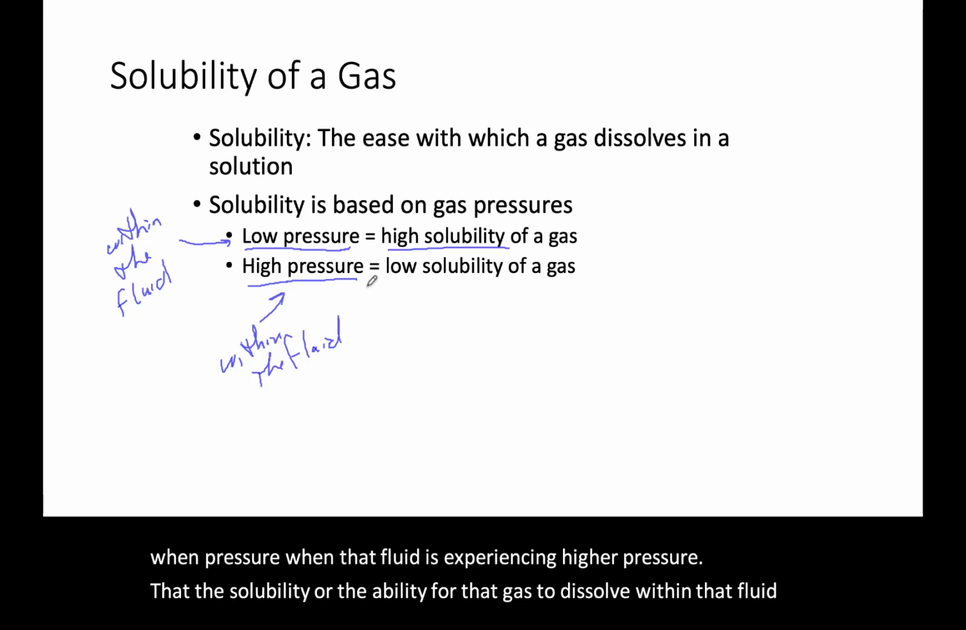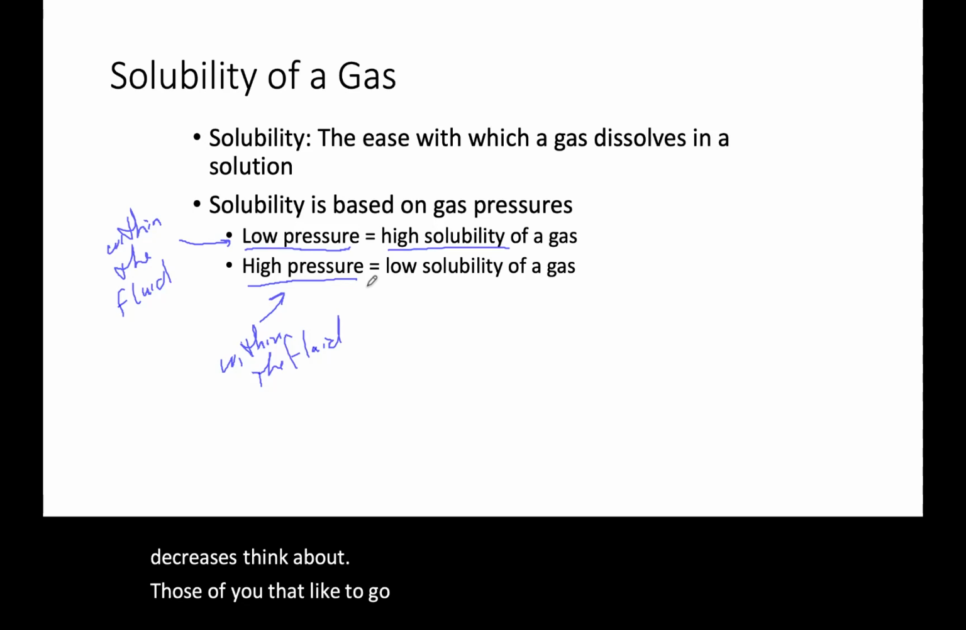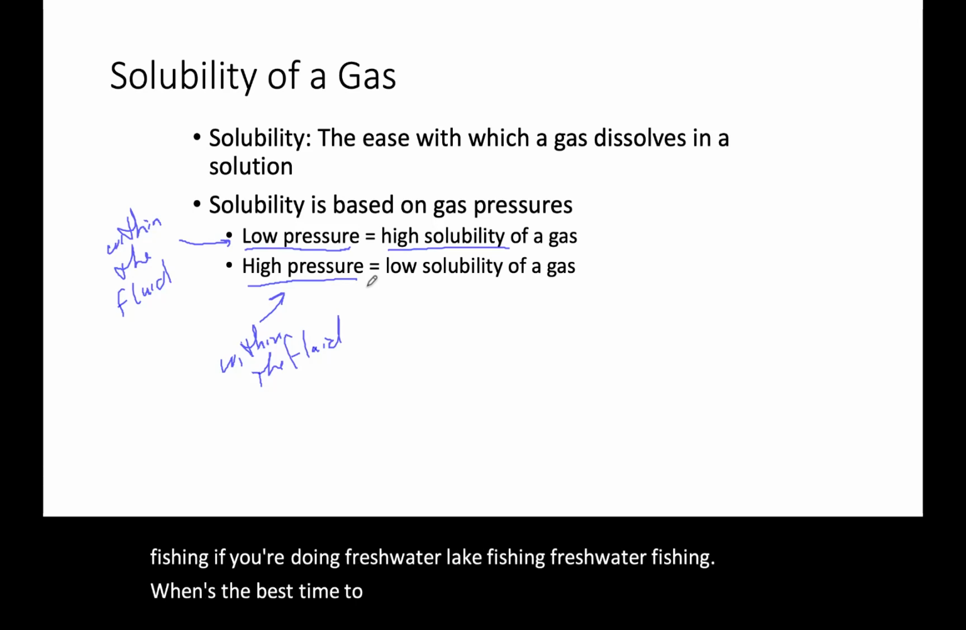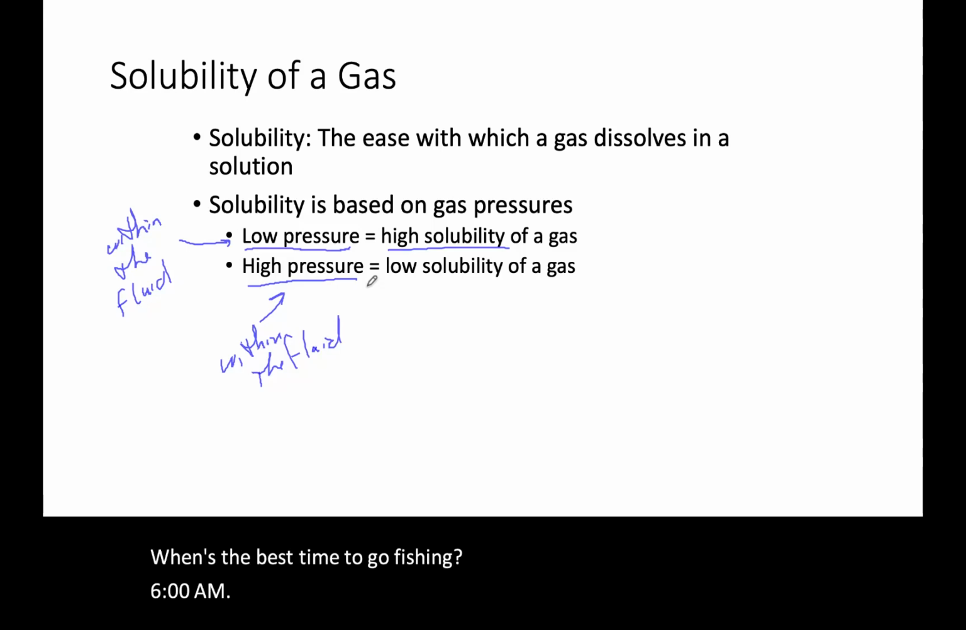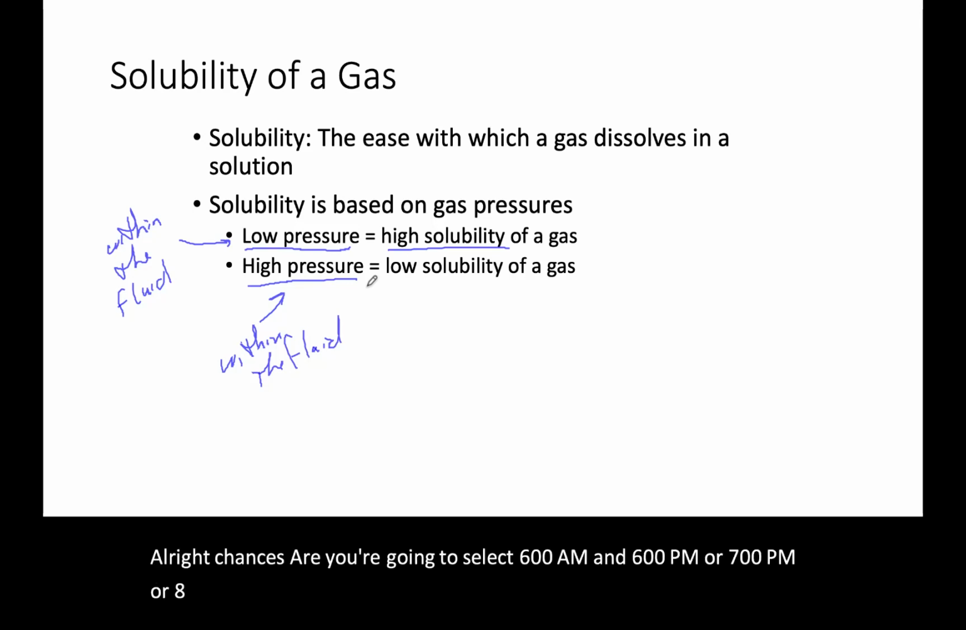Think about those of you that like to go fishing. When's the best time to go fishing, if you're doing freshwater lake fishing? 6 a.m., 1 p.m., or 6 p.m.? Chances are you're going to select 6 a.m. and 6 p.m. or 7 p.m. or 8 p.m. Why? Because it's cooler.